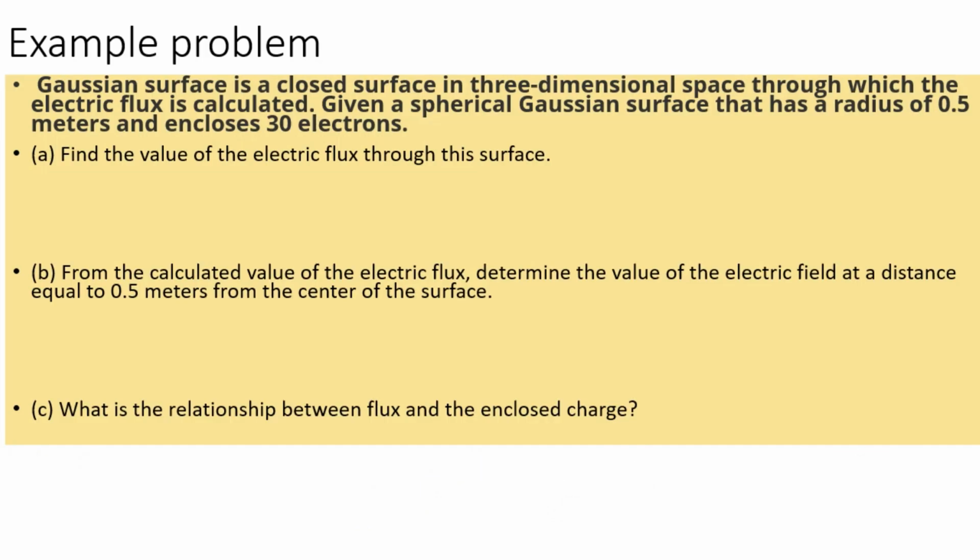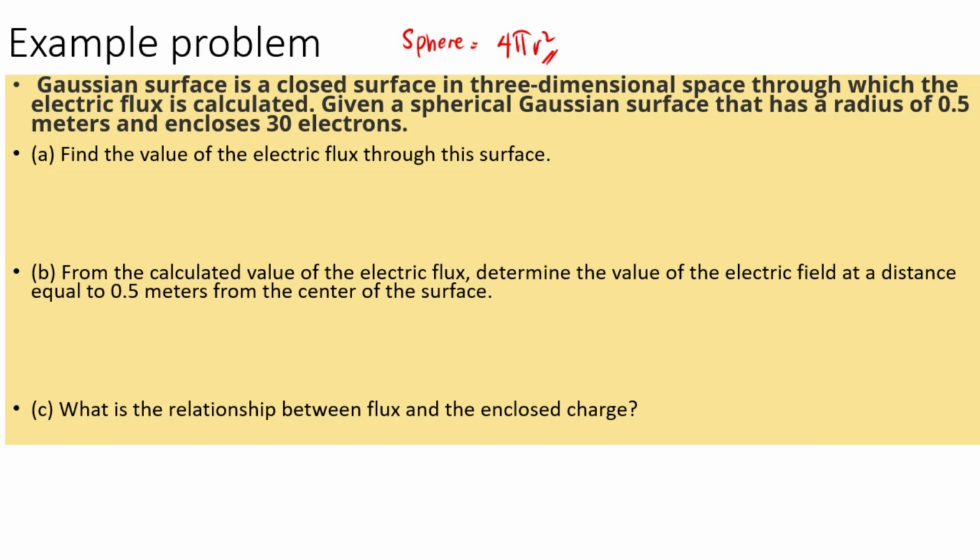Let's have another sample problem, but at this point, we have the number of electrons as one of our given. So, let's read the problem first. A Gaussian surface is a closed surface in a three-dimensional space through which the electric flux is calculated. Given a sphere Gaussian surface that has a radius of 0.5 meters and encloses 30 electrons. So, una, hanapin muna natin yung formula ng spherical object. Since this is area, we have the sphere, and the formula is 4 pi r squared because we're going to use this later to solve for letter B.